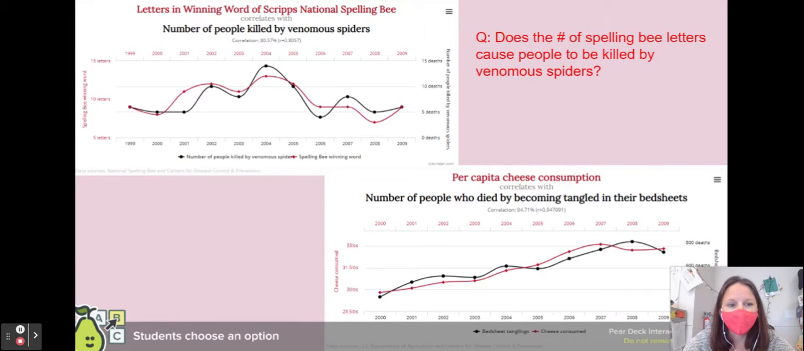Now here are the actual x and y axes and the titles described for those particular graphs that you just saw, at least a couple of them. The first graph was actually looking at the number of letters in the winning words of the Scripps spelling bee, and the number of people killed by venomous spiders year after year. The second graph is looking at per capita cheese consumption, the amount of cheese consumed per person, compared with the number of people who died by becoming tangled in their bed sheets. All right, so that's what those charts are really showing.